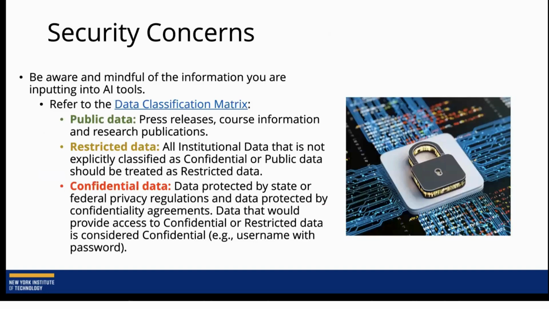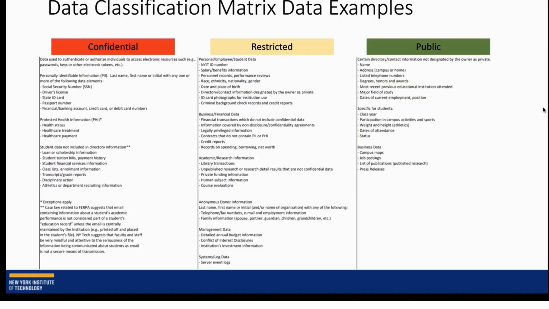As always, you want to be aware and mindful of the information that you're inputting. You want to make sure you're aware of what is considered public data, restricted data, and confidential. If you're unsure, you can always refer to our data classification matrix. This covers exactly what is public, restricted, and confidential. Confidential is personally identifiable information like your social security number, driver's license number, anything like that. So even though it's protected, just always be mindful.